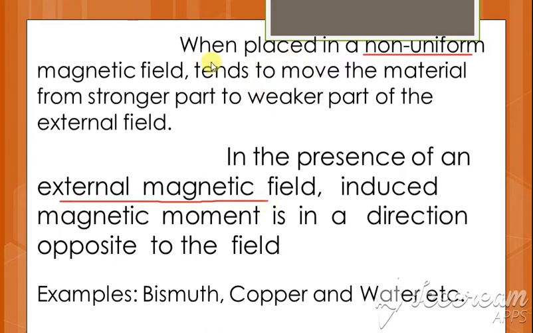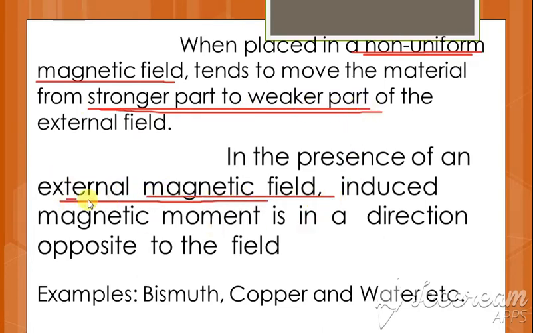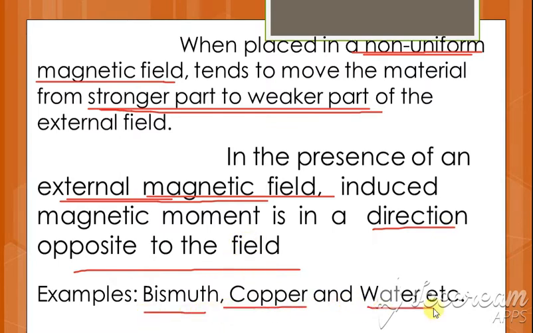When you place it in a non-uniform magnetic field, it moves from the stronger to the weaker part. But when you place it in a uniform magnetic field, it moves in a direction opposite to the field. Examples are bismuth, copper, and water. These are the examples of the first substance.